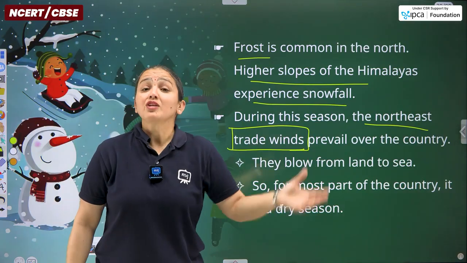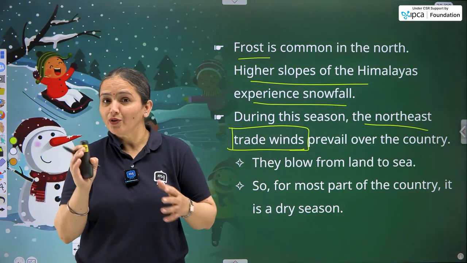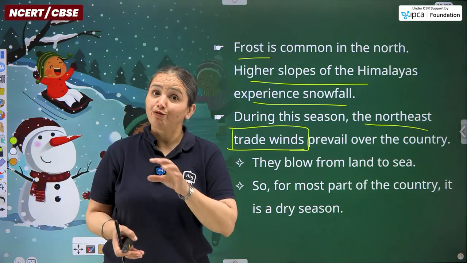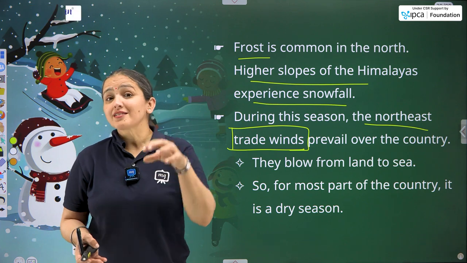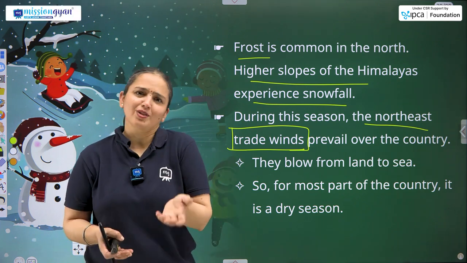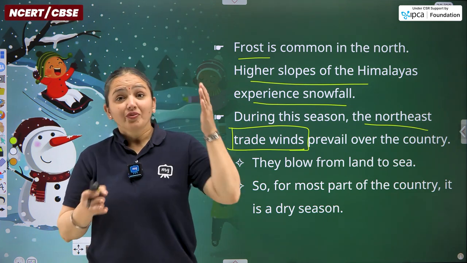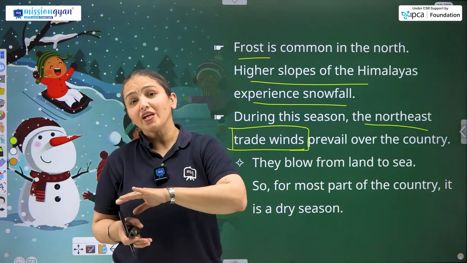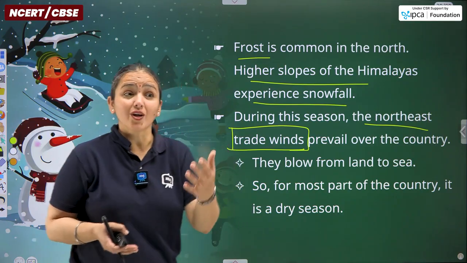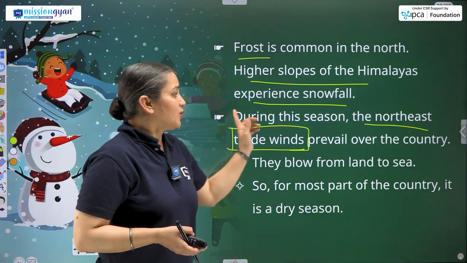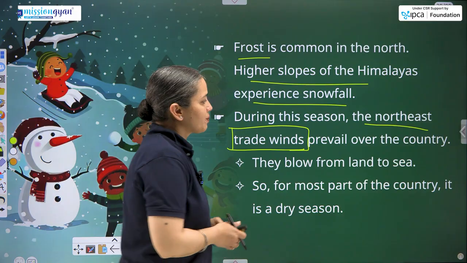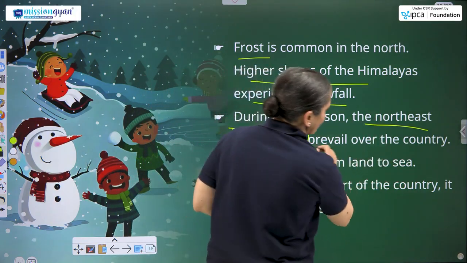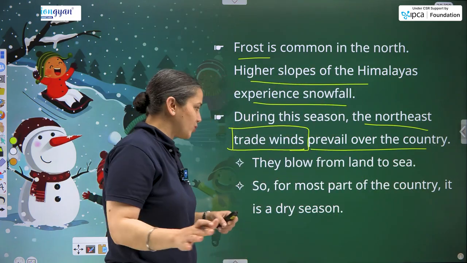The ships, centuries ago, used to sail for the trade part, and sometimes due to the lack of blowing wind, these ships used to get stuck in between their passage within the water body itself. So these winds, whenever they used to blow, they used to help in the sailing part of the ship. So they came to be known as trading winds or trade winds. So we are talking about those winds. During this season, the northeast trade winds prevail. They do occupy the region over the country.